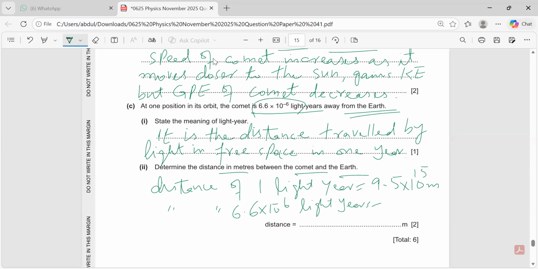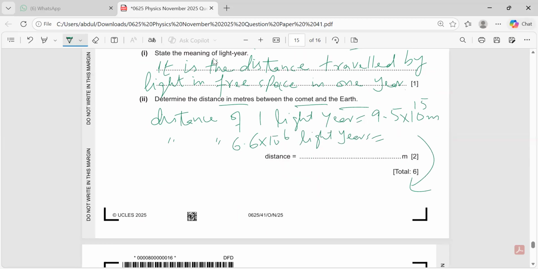So simply what we will do, my dear friends, we will multiply them. So 1 light year, first of all, 6.6 times 10 raised to power minus 6 times 9.5 times 10 raised to the power of 15. So we will multiply them together to get the answer. Even its calculation is for 4 marks in exams. Very important. So now 9.5 times 10 raised to the power of 15 meters times 6.6 times 10 raised to the power of minus 6.